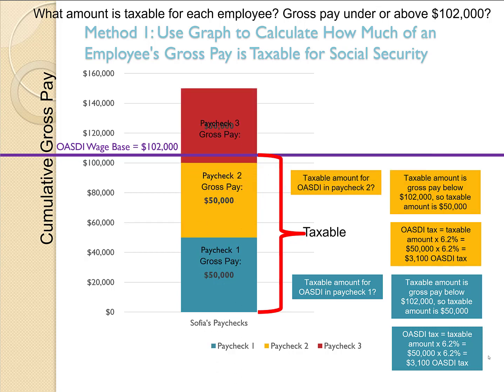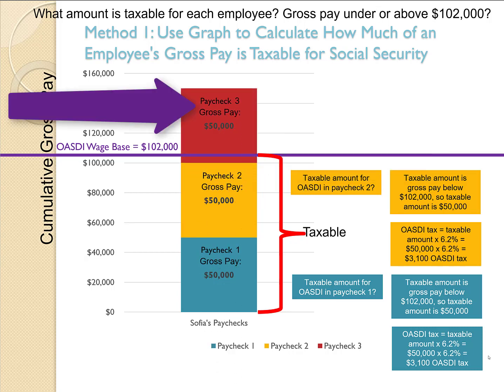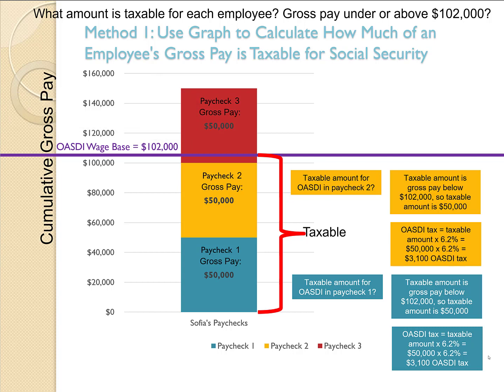So now this is where things get a little bit more complicated. It's paycheck 3. Sophia's still raking in the cash. She gets paid $50,000 gross pay in paycheck 3. The question again is, what's the taxable amount for OASDI in paycheck 3? Again, we're just looking for the taxable amount first, not the tax itself. So how much of that $50,000 is taxable? Well, it's the amount of that paycheck 3 that's below the $102,000. So how much of that paycheck 3 is below the $102,000?